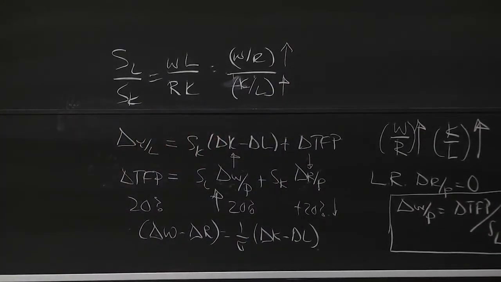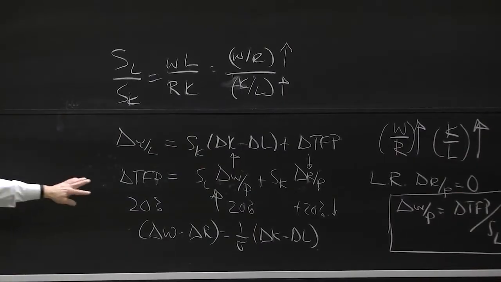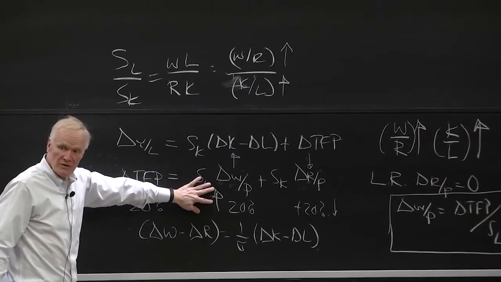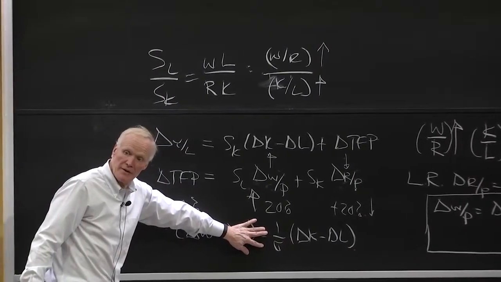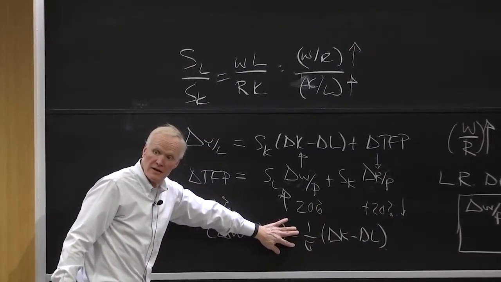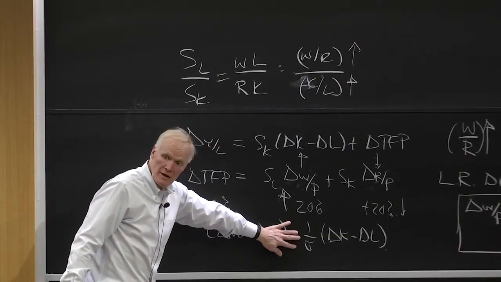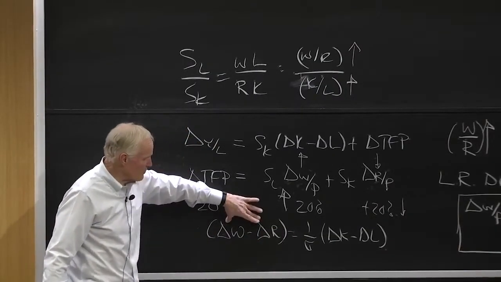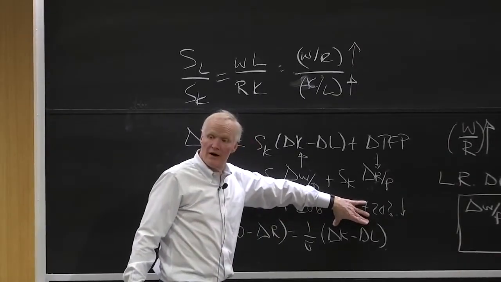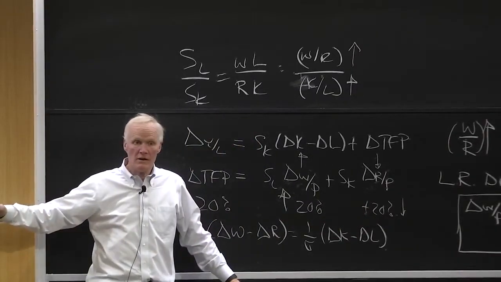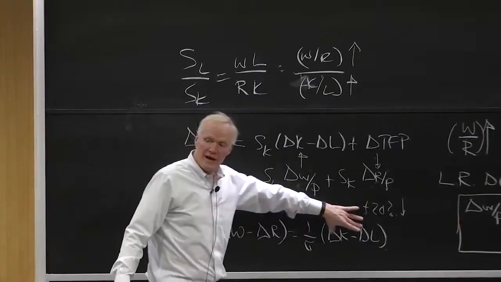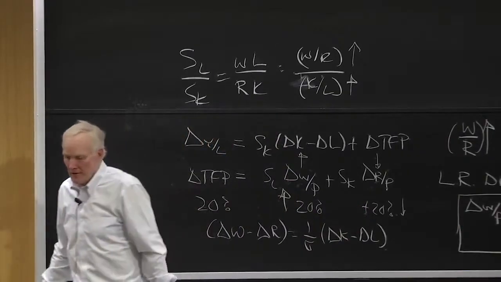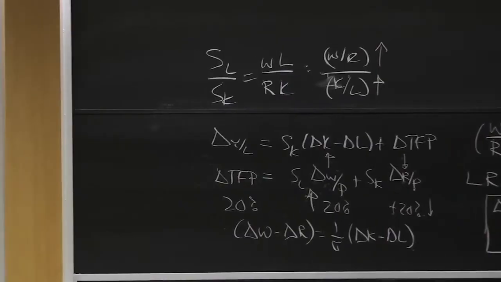And in fact, what's going to happen to that ratio in this model, if I had this initial neutral progress, would be determined by sigma, right? If sigma was 1, then labor share would stay constant. If sigma was bigger than 1, then W over R is going to grow less than K over L, and labor share is going to fall. If sigma was less than 1, then W over R is going to grow more than K over L, and labor share is going to rise. All right?